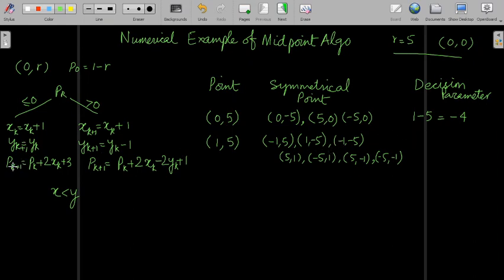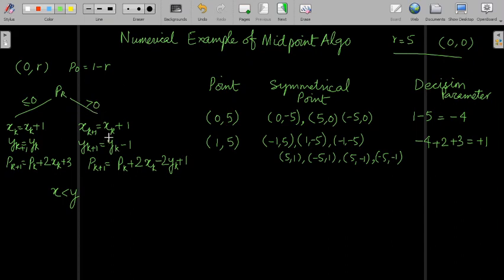So the decision parameter, we were in this branch. The decision parameter will be calculated by this equation, which gives you the old value of pk, meaning minus 4, plus 2x, x is 1. So plus 2 into x becomes 2, plus 3, you get plus 1. So now the decision parameter is positive, greater than 0. So to calculate the next point, we will go through this branch where pk is greater than 0.